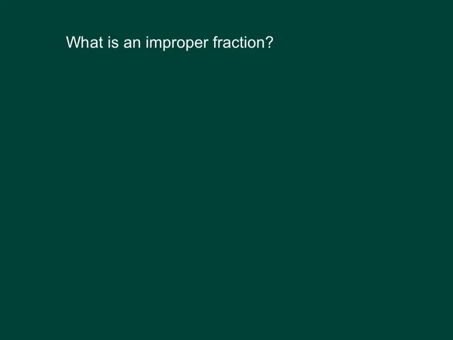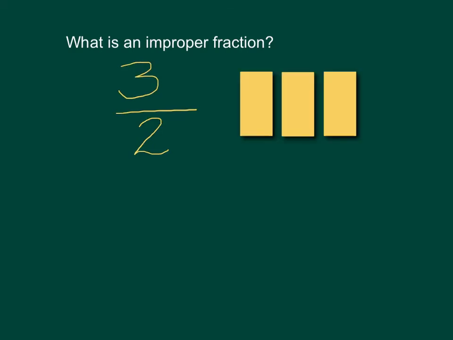The next question we have to ask is, what is an improper fraction? An improper fraction is where your denominator is smaller than your numerator. So right now I have 3/2, which is an improper fraction. Here I have 3/2 squares, 1/2, 1/2, and 1/2, which equals 3/2, still an improper fraction.